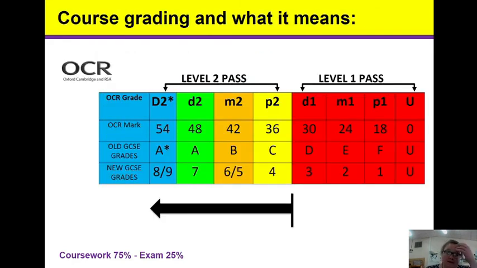The course is graded in Pass, Merit, Distinction and Distinction Stars. It is a Level 2 course and pupils are aiming to achieve a Level 2 pass or above by the end of the course, so that's the equivalent of a grade 4 at GCSE.